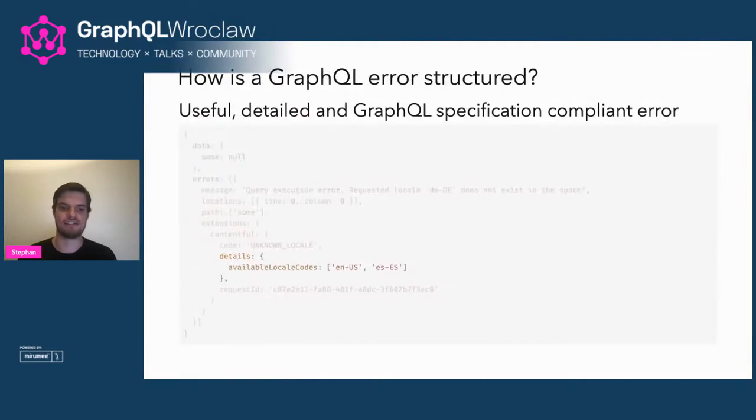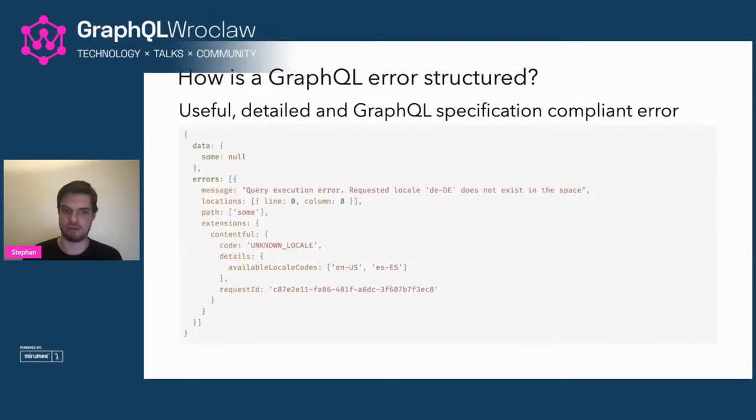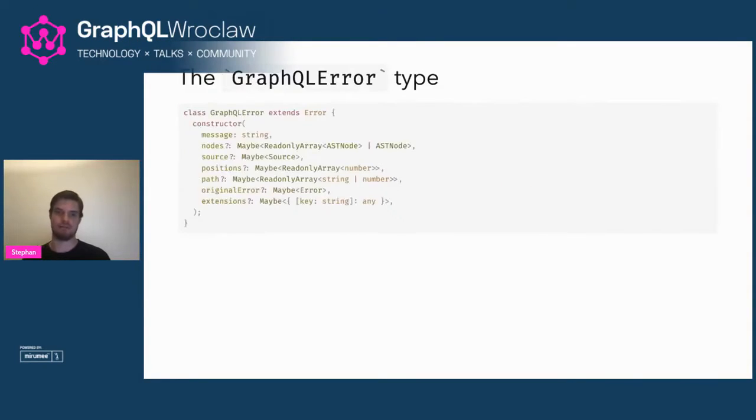So where does this information actually come from? Like the location, the path, everything you have. There is the GraphQL error type. This is the one I was mentioning shortly earlier, which is shipped with the reference implementation of GraphQL, GraphQL JS. What it does is, it is encapsulating other errors. And I know this is a bit overwhelming maybe, so let's walk through it step by step.